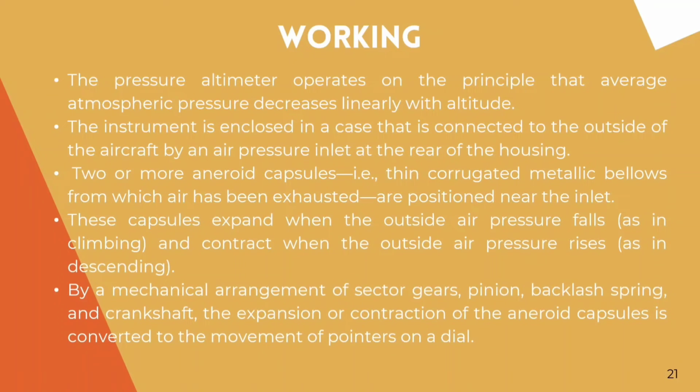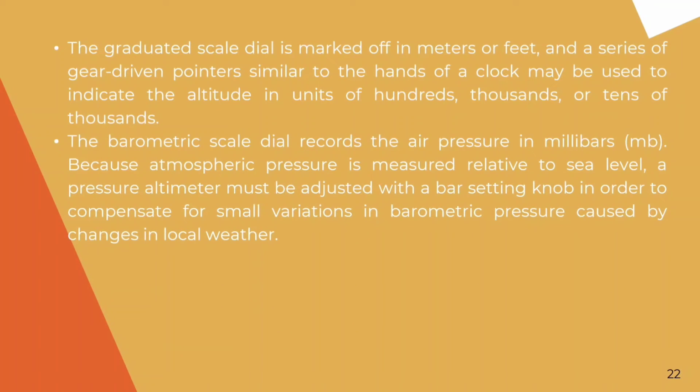By a mechanical arrangement of sector gears, pinion, backlash spring and crankshaft, the expansion or contraction of the aneroid capsule is converted to the movement of pointers on a dial. The graduated scale dial is marked off in meters or feet, and a series of gear-driven pointers similar to the hands of a clock may be used to indicate the altitude in units of hundreds, thousands or tens of thousands. The barometric scale dial records the air pressure in millibars, that is MB.